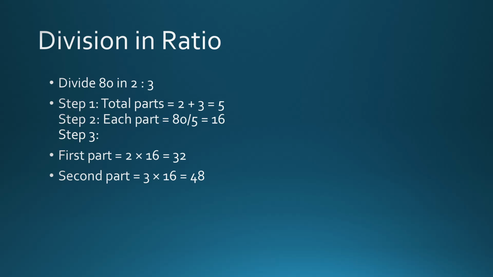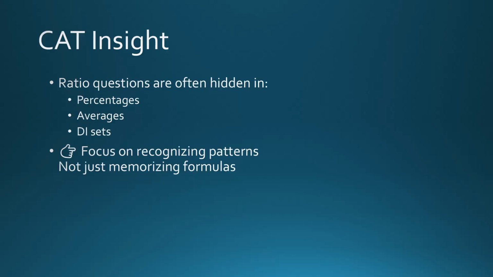So instead of taking x, we can directly add the parts 2 plus 3 equal to 5. And each part we can get by dividing the whole value 80 by the total parts, which is 5, and that gives 16. And then we can multiply it with 2 and 3 to get the value of the two parts.